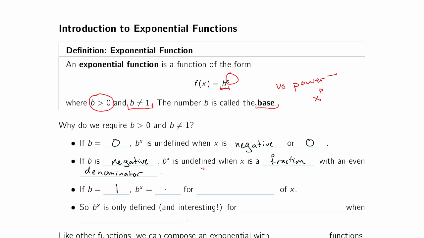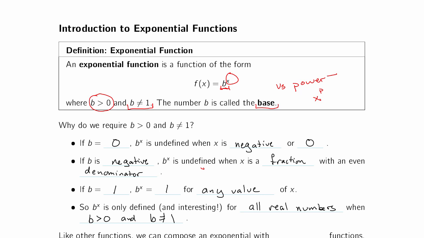And then if b is 1, b to the x is 1 for any real number. So if b equals 1, this function is very, very boring. It's just the number 1. It's a constant. We don't want those to be a member of the exponential family. So we rule that out for exponentials. So b to the x is only defined and interesting for all real numbers if b follows those rules. It's greater than 0, and it's not 1.